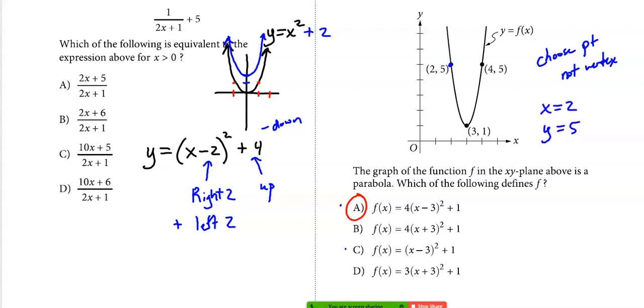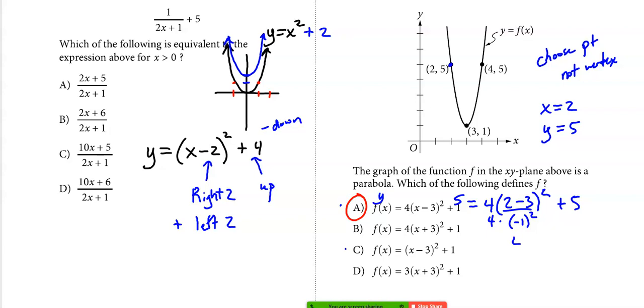If you live on the line, you got to work. So if I plug that in, 4 times (2 take away 3) squared plus 1, does that equal, remember f of x is just y, does that equal 5? And it better if we got the right answer. So 2 minus 3 is negative 1. Times it by itself is positive 1. Times by 4 is 4.